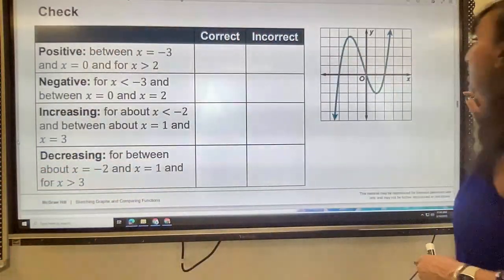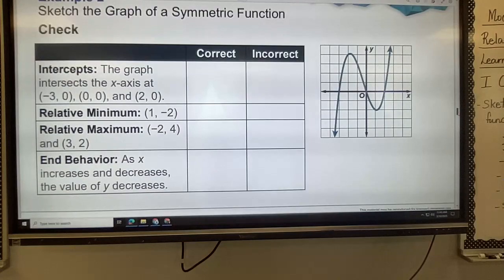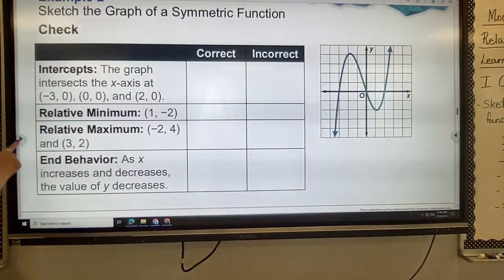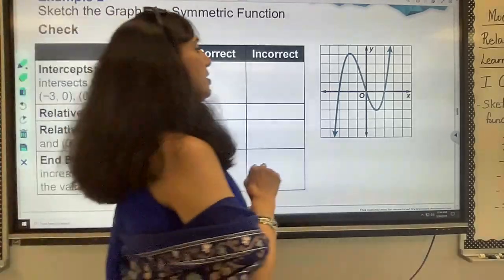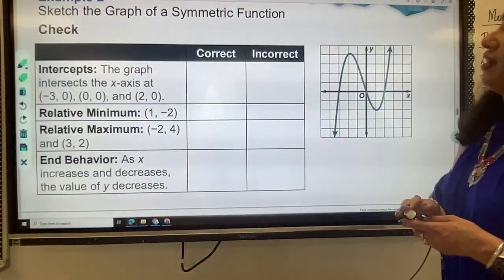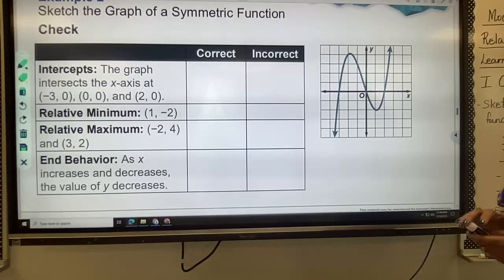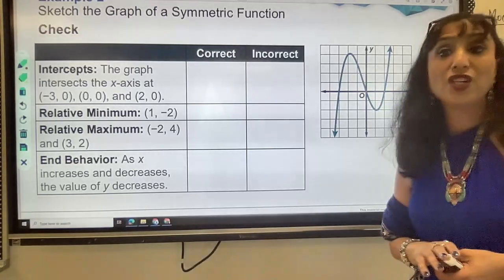There are some more statements that were made. So let's look at this. It's talking about the intercepts of the graphs, and we are going to see if this person was correct or not. So it's saying the graph intersects the x-axis at (-3, 0), (0, 0), and (2, 0).